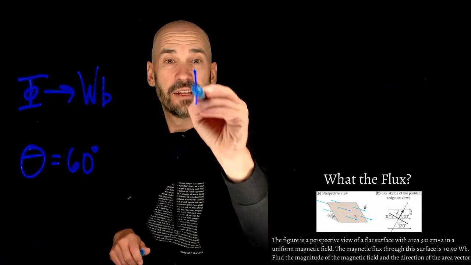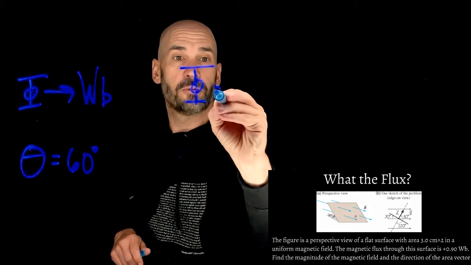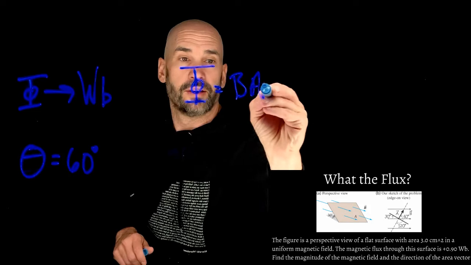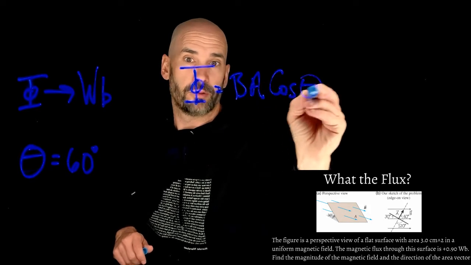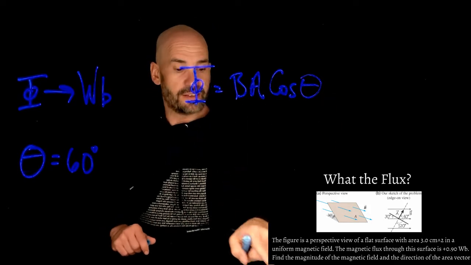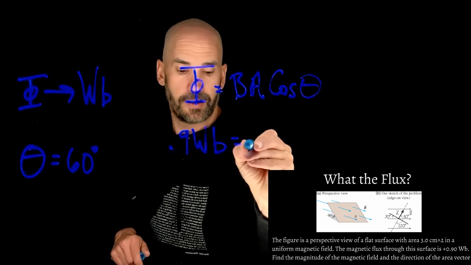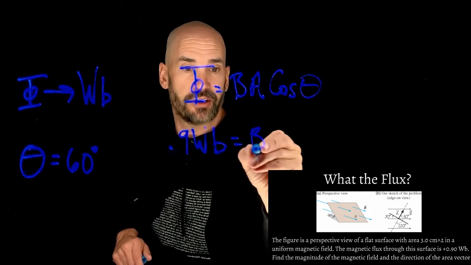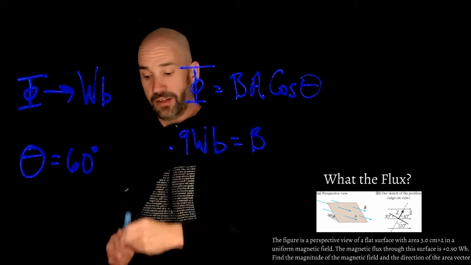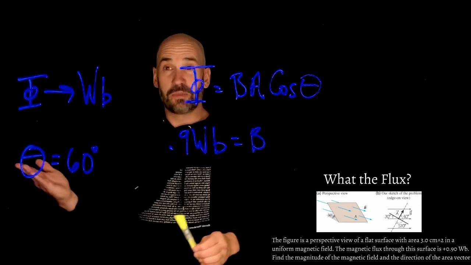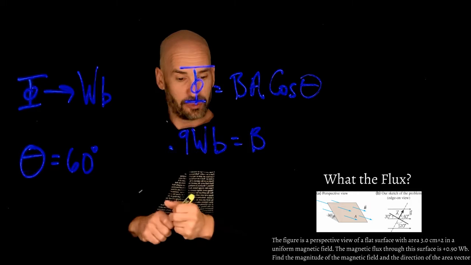If we want to find the magnetic field, we have flux equals BA cosine theta. We know the flux is 0.9 Webers, as the problem says. We want to find the B field, that's our unknown. I'm changing markers just because it's so squeaky and really annoying.